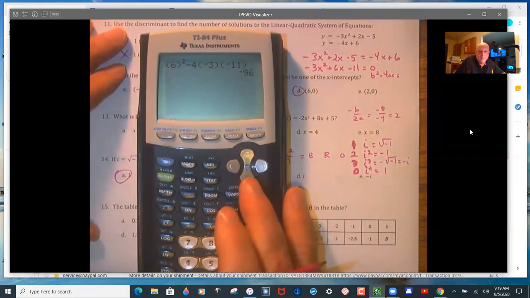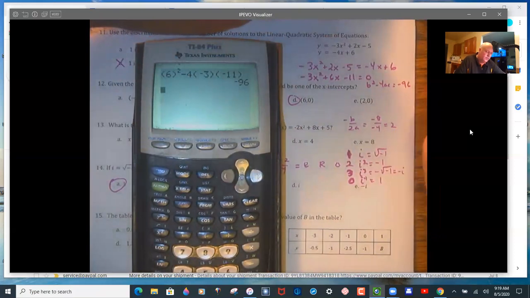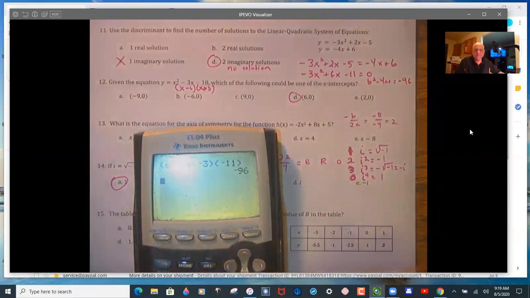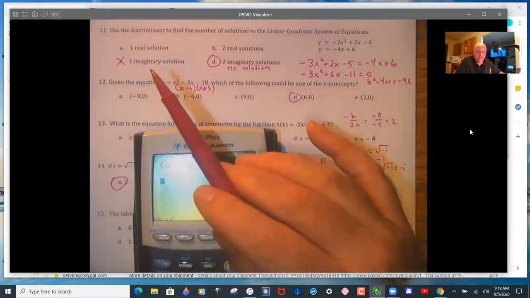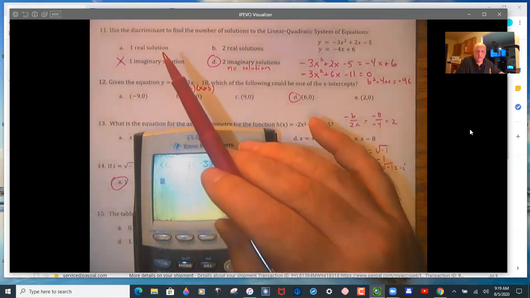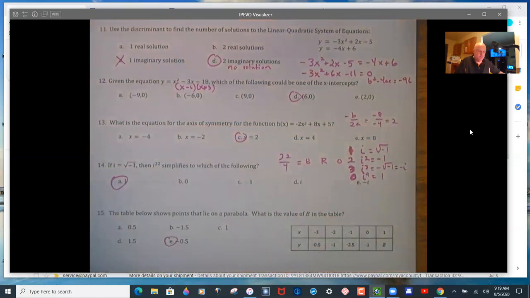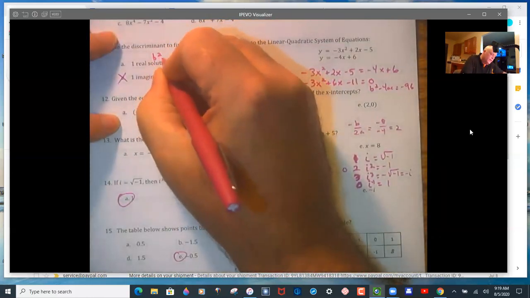So you need to use parentheses around all your stuff that you substituted in for. So since that's negative, there's no solution. Okay, if it's positive, that means there's two reals. There's never one imaginary. If it's 0, then it's one real solution. And that's a studying point, so maybe I should write that in.